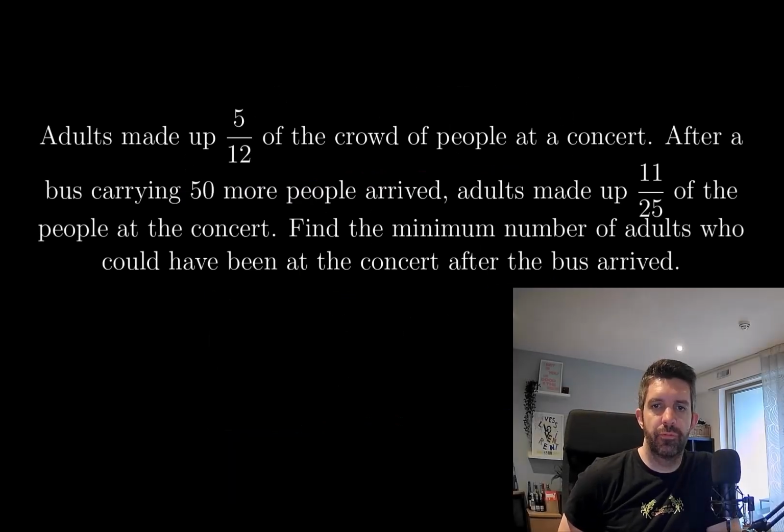Adults made up 5/12 of the crowd of people at a concert. After a bus carrying 50 more people arrived, adults made up 11 out of 25 of the people at the concert. Find the minimum number of adults who could have been at the concert after the bus arrived.